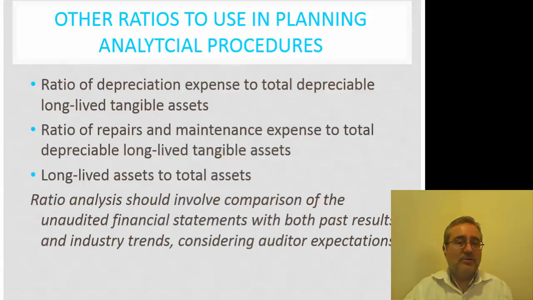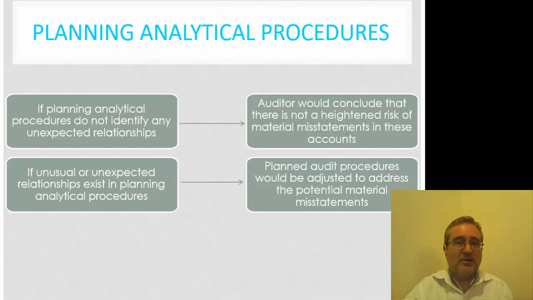Ratios should involve the comparison of the unaudited financial statement information with past results. We're also considering this related to industry trends, and we're also considering the auditor's expectation. This is one of the reasons why the auditor needs to have a good understanding of the industry, because when the auditor understands the industry, he or she is going to be able to use this experience to develop expectations and to identify specific risk areas.